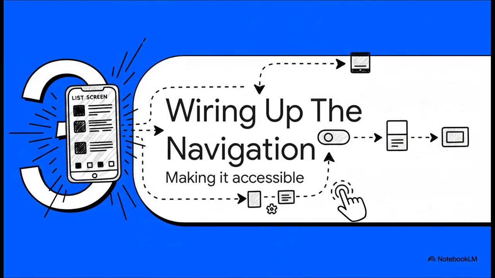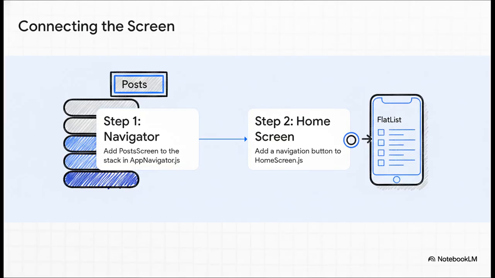Okay, so we've built this awesome, super performant list screen. It's beautiful. There's just one tiny problem. Our users have no way to get to it yet. So the final piece of the puzzle is to wire this new screen into our app's navigation. And thankfully, this is a really straightforward two-step process. First, we're going to open up our AppNavigator.js file and just add our new posts screen to the stack.